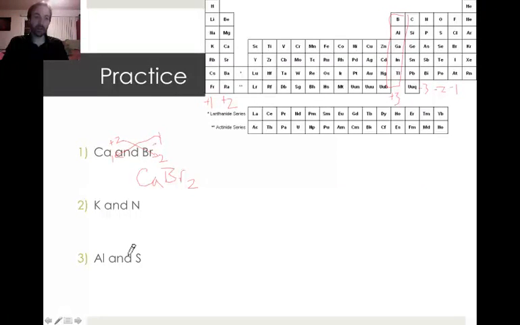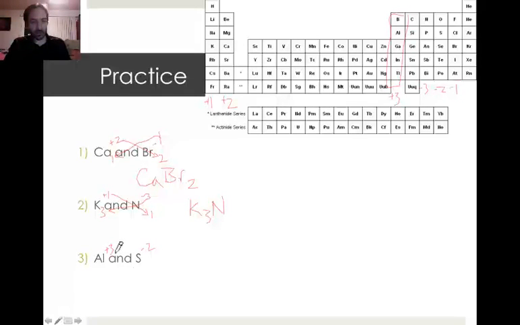Just swap and drop. Potassium, first column, so it's a positive 1 charge. Nitrogen, it's right here, so it's a negative 3 charge. So we swap and drop. The 3 goes to the potassium, the 1 goes to the nitrogen. Put it together, we end up with K3N. So potassium nitride.